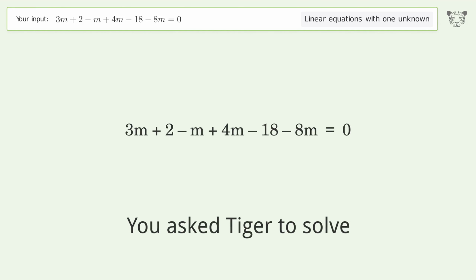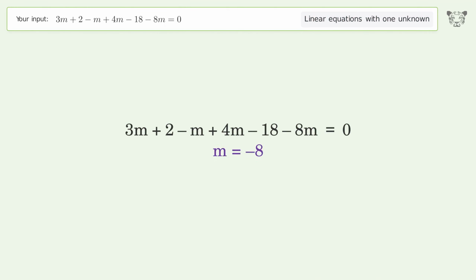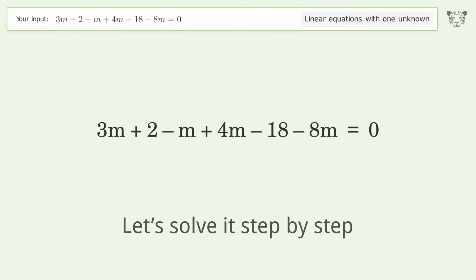You ask Tiger to solve this. This deals with linear equations with one unknown. The final result is m equals -8. Let's solve it step by step.